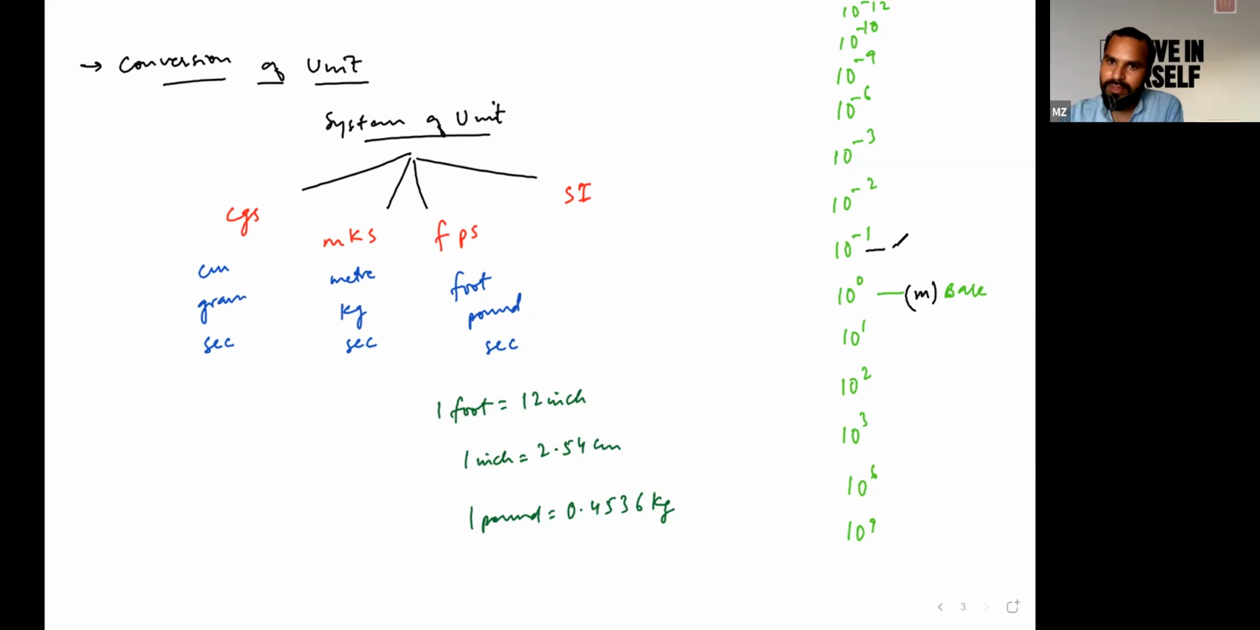10 to the power -1 would be deci, -2 centi, milli, micro, nano. 10 to the power -10 is nothing but angstrom. 10 to the power -12 is nothing but pico. And if you are dealing with just meter, it would be decimeter, centimeter, millimeter, micrometer, nanometer, and picometer.